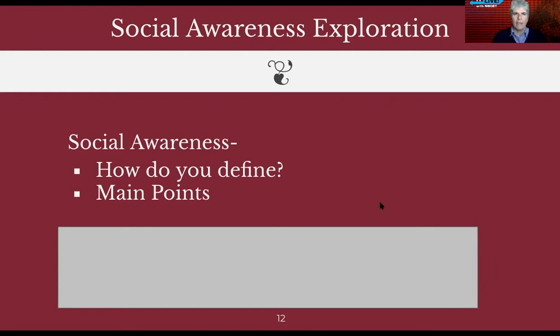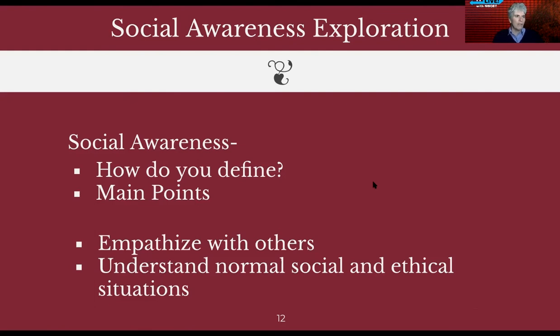The third aspect is social awareness. How do you define social awareness? And what are the main points that you think would be connected to social awareness? Well, social awareness is when we look at the perspective of other people. We try to empathize with those other people. And everybody has diverse backgrounds, whether it be where they were raised, the friends that they have and the experiences that they've had. So we need to understand and learn those things.